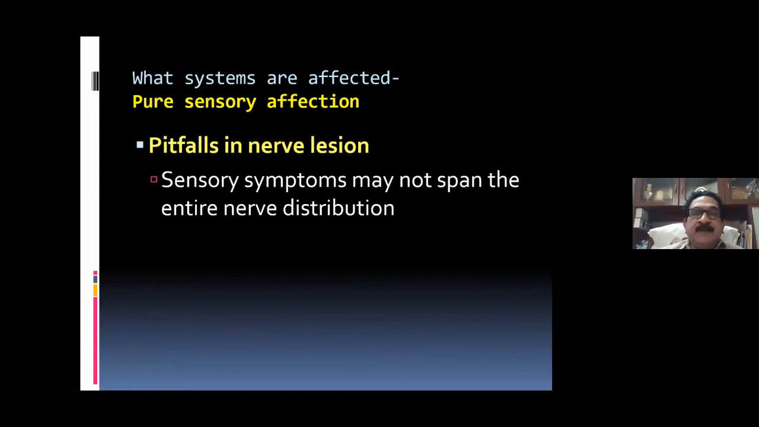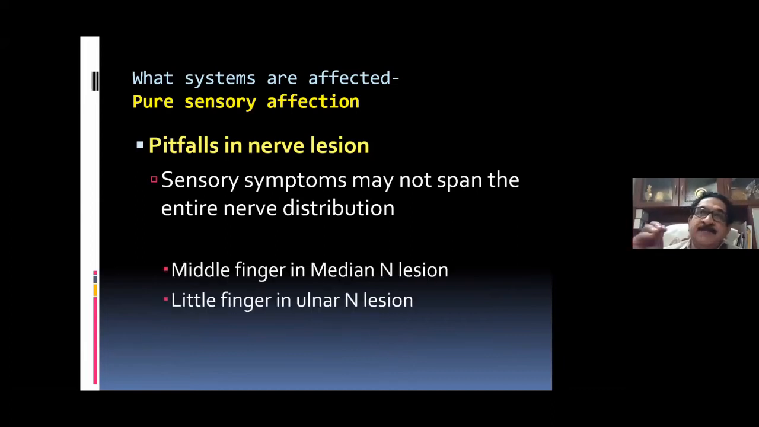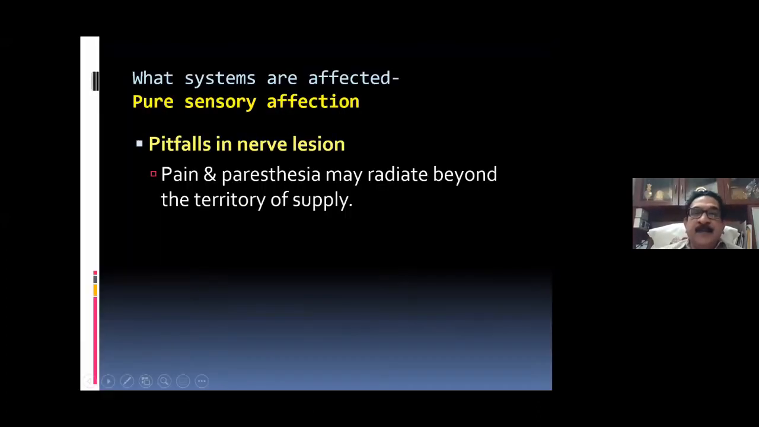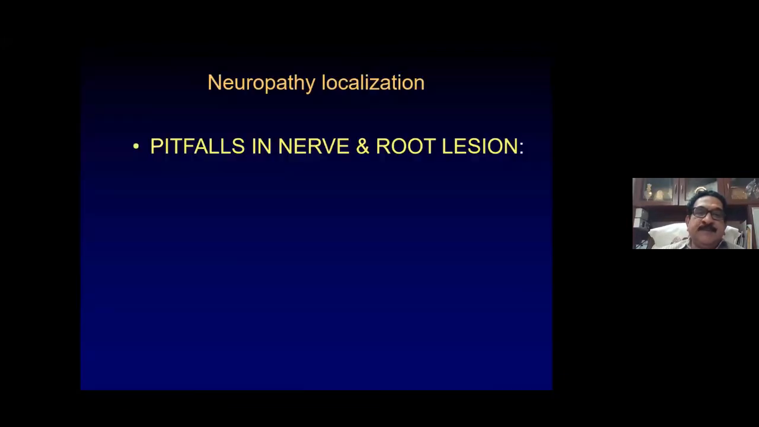So, for example, in carpal tunnel syndrome, the sensory loss may not span the entire distribution and may be confined to the finger. And look at the variation of the areas separated by the radial nerve. It may be from the small area of the web space to the complete area supplied by the radial. And this I will skip to save time and move to the main points.